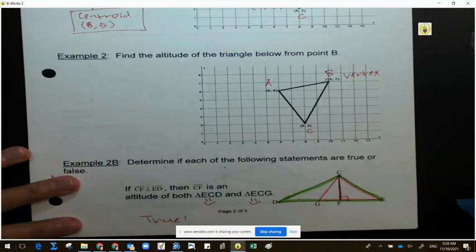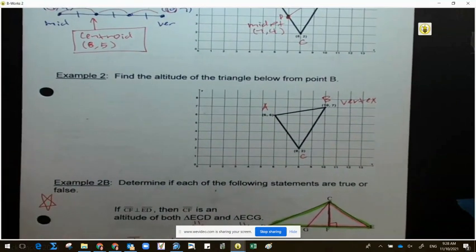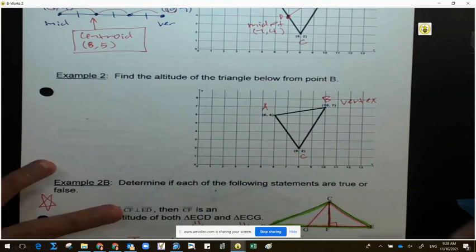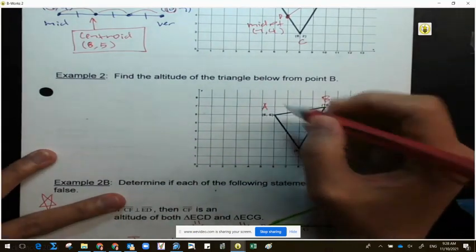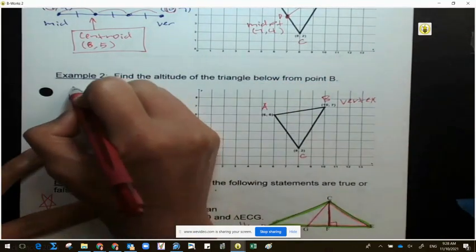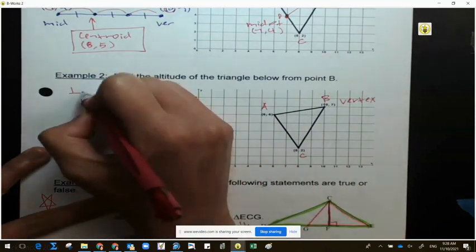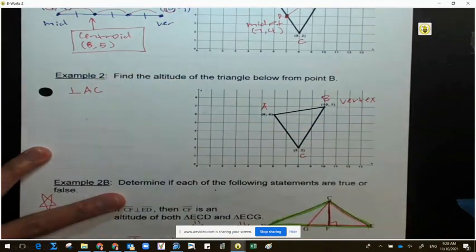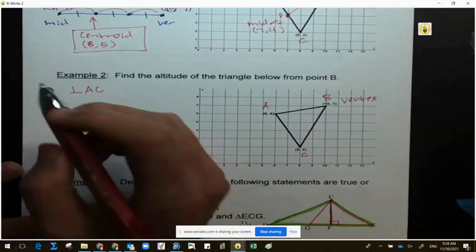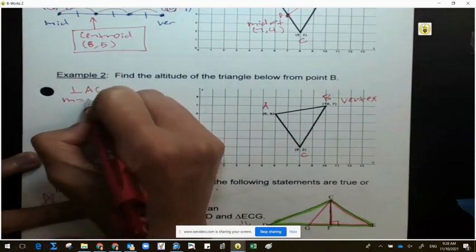And when we're looking for the altitude, what is the first thing that we have to actually do? Find the opposite side. Let's go ahead and call this one AC. If it's an altitude, then the opposite side has to be perpendicular. Is that right? So I need a perpendicular to AC. So let's find the slope of AC real quick.